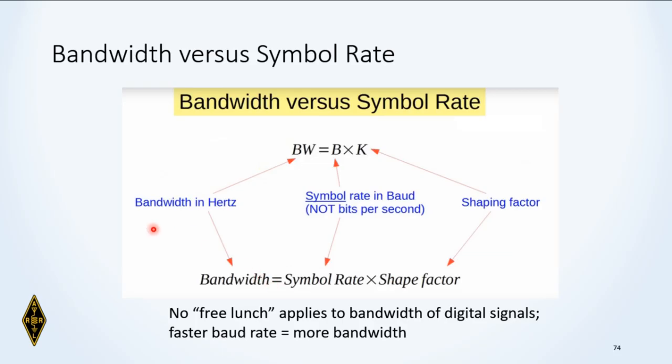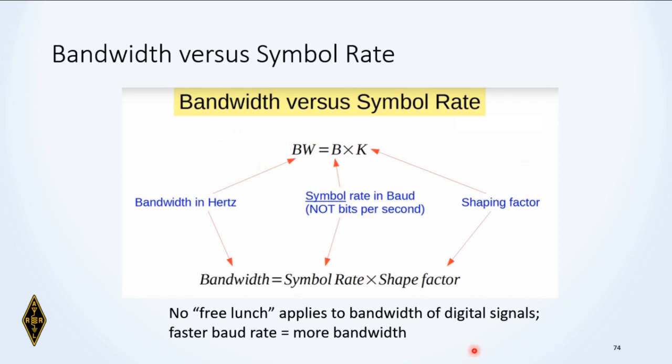Now there's an area here that looks a lot more complicated than it needs to be, and it's about bandwidth versus symbol rate. You might have read this in the book and said, how am I going to remember all of these goofy formulas? Because there's shaping factors and some other things that have to be included. And here's a formula: bandwidth in hertz equals symbol rate in baud, B, not bits per second, times the shaping factor.